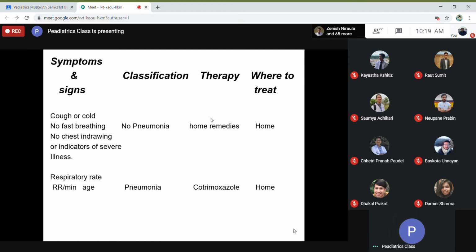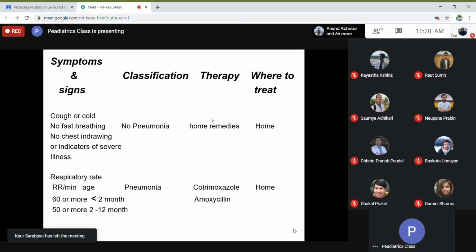And according to the respiratory rate, tachypnea is defined as a respiratory rate of 60 or more in less than 2 months of age. That is tachypnea. So from birth up to 2 months of age, the respiratory rate should be below 60; 60 or more is tachypnea. According to WHO, maybe other causes are also there, but if the signs of cough and fever are there, you have to think of pneumonia.